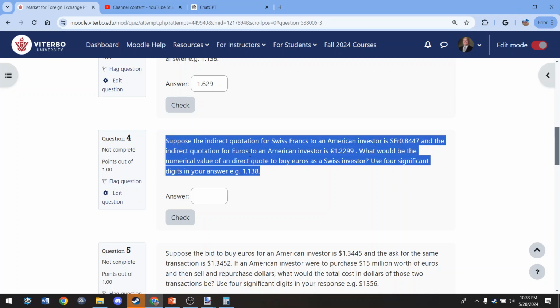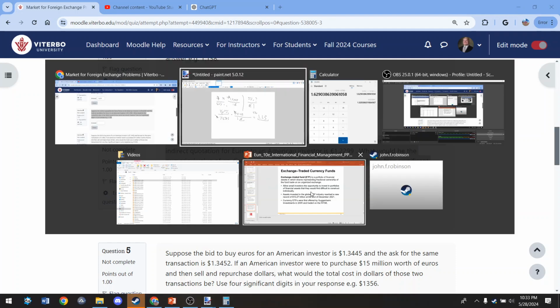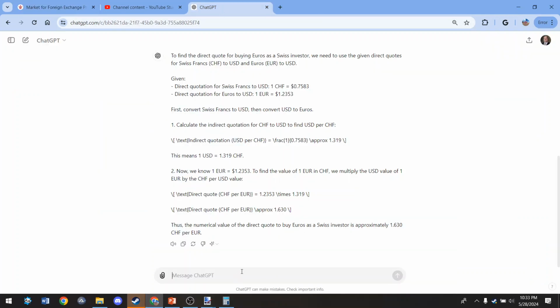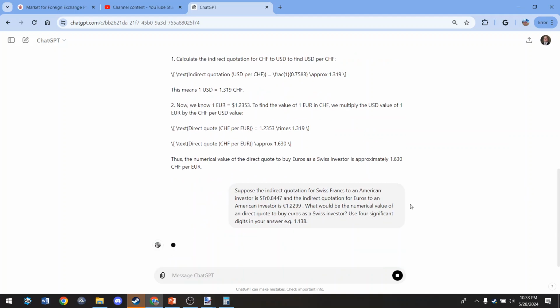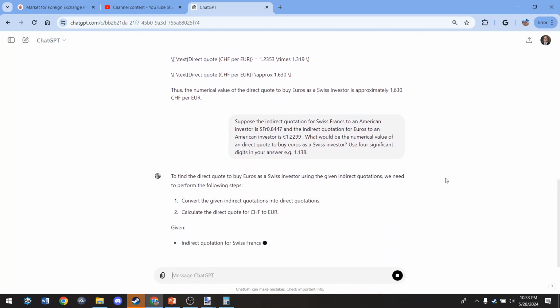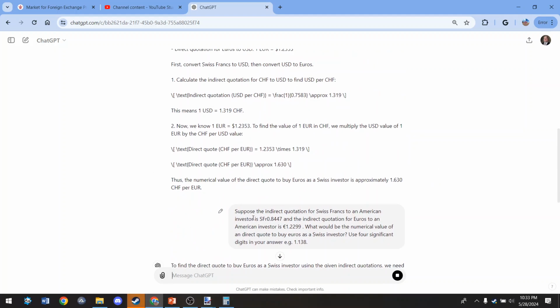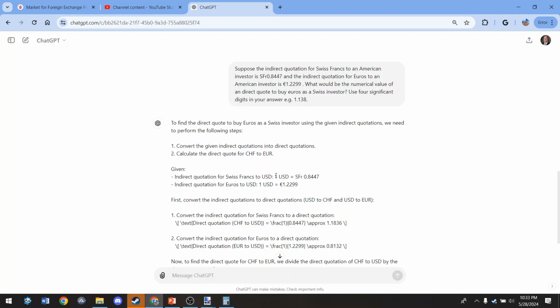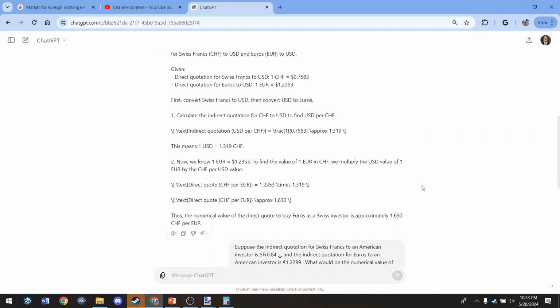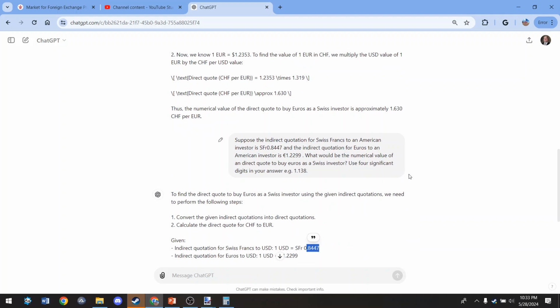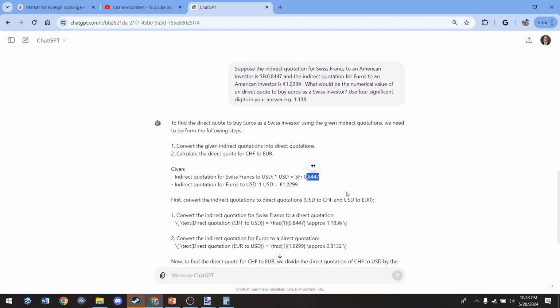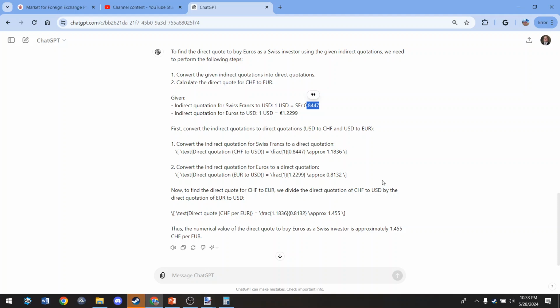Okay, so I'm going to do the ChatGPT version of this one and see what it tells us. And we've got to check the logic here. So the indirect quote, francs to American dollars, is 0.8447, right? So it got that right. It's got $1 to 0.8447 francs, so that is accurate. And then $1 is 0.12299 euros. That's right. So now it's going to do some converting, right?